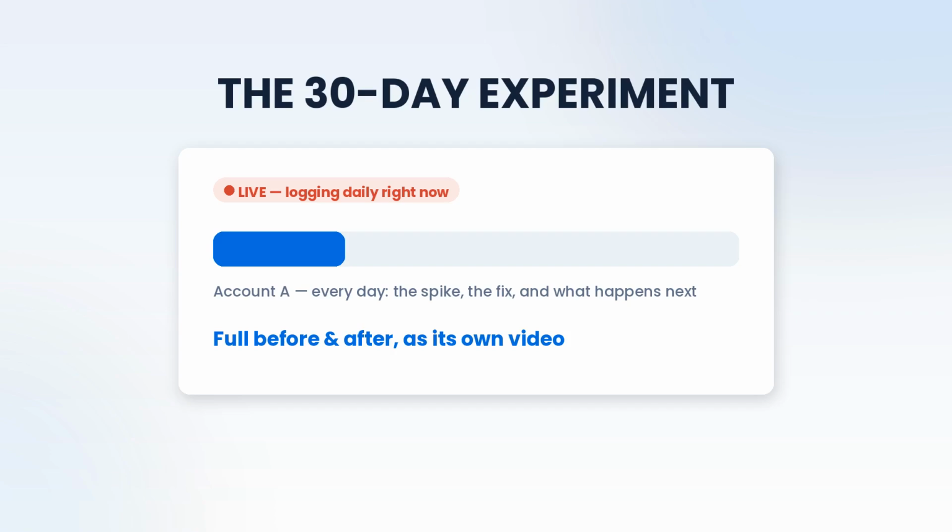Right now, account A is part of a bigger experiment. I'm logging its PPC data every single day for 30 days, the spike, the fix, and whatever happens next. The full before and after is coming as its own video, and the log is running as you watch this.